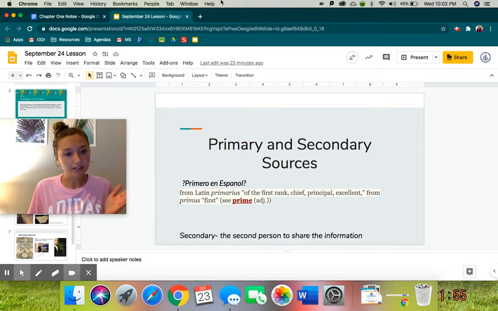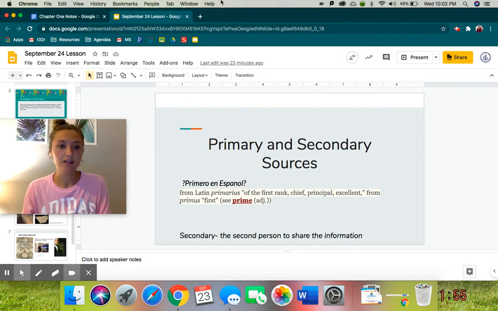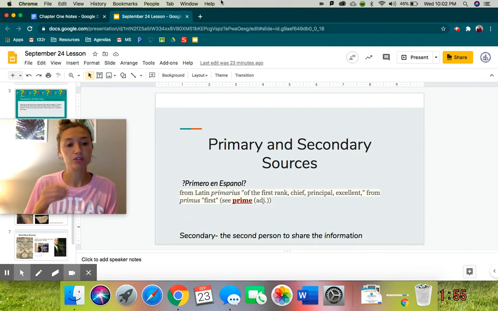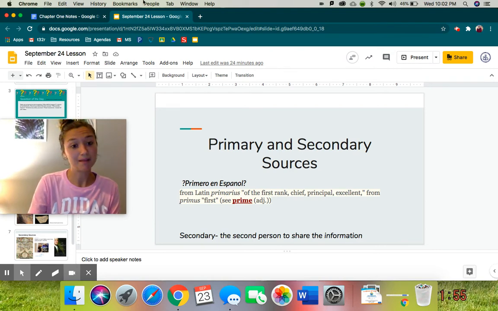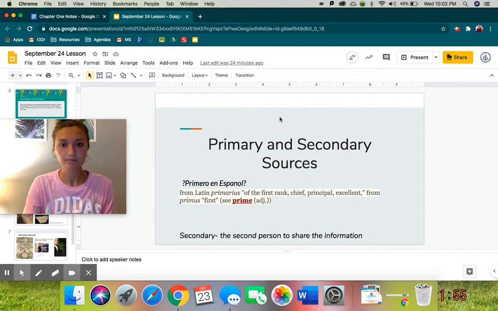All right, and then secondary sources kind of goes without saying. Secondary, you're the second person to share the information, okay? So you are someone who heard about something from someone else and then you're sharing it with someone. So it happened through, you're telling the story through multiple people, okay? So that's the secondary source. Secondary sources often gain their information from primary sources, all right? Let's look at some examples because that might clear it up a little bit. So first we have our primary sources.